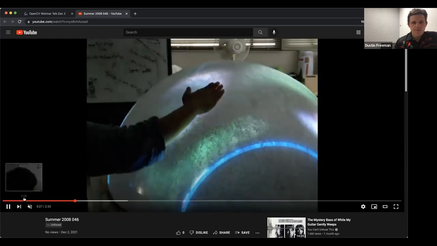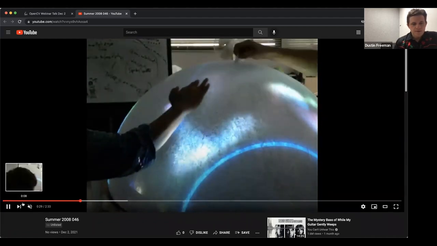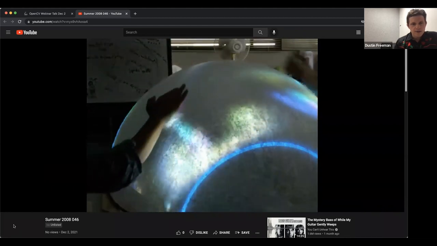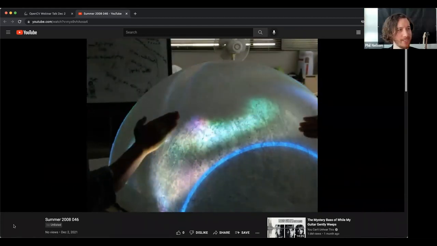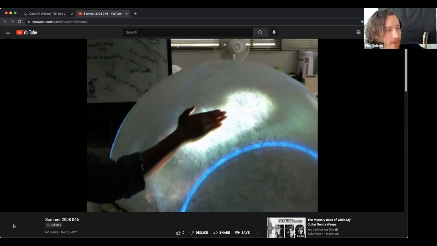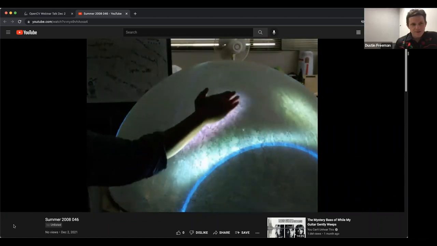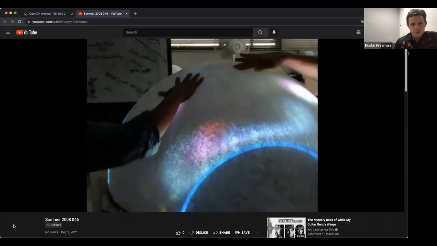Orb. So I'm glad to share some orb content. This is a circular frustrated total internal reflection table from the Human Media Lab at Queen's University. Just contemplate that orb. Yeah, I thought the callback would work.